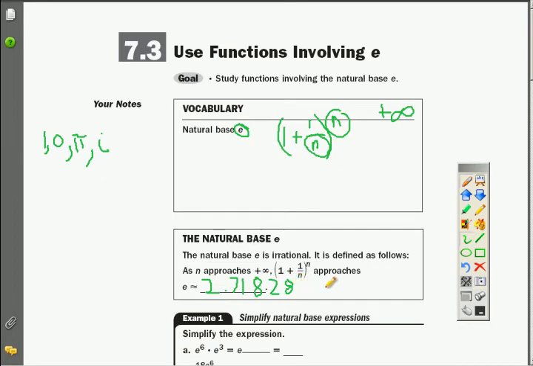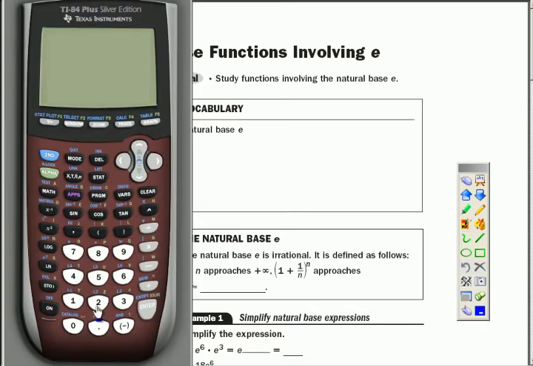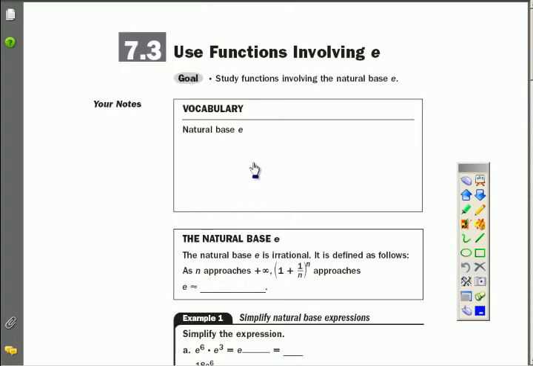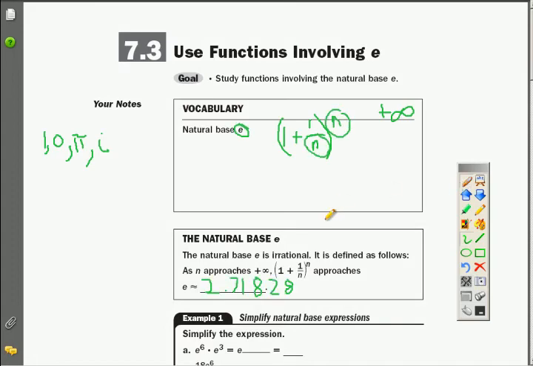And if you find the e button on your calculator, I'll show you where it's at. It's in a couple places, but one of them is right here. Let's quit out of this. One of them is right here, e to the first power, enter, and that's where you can find that number. Okay, so e is going to be a very, very powerful number for you.